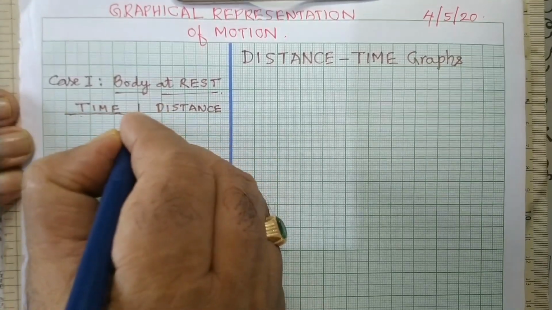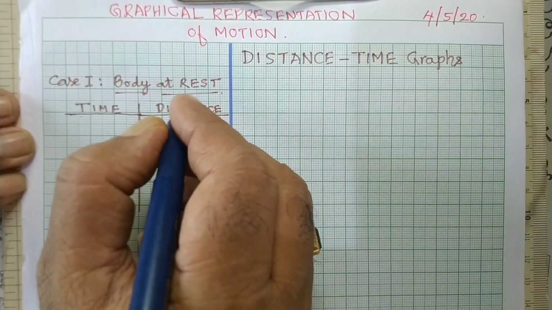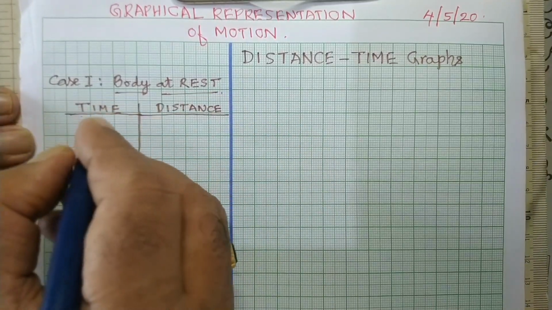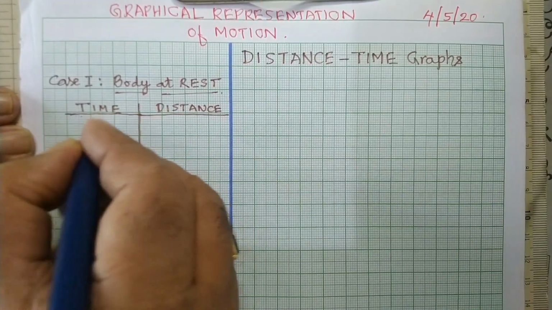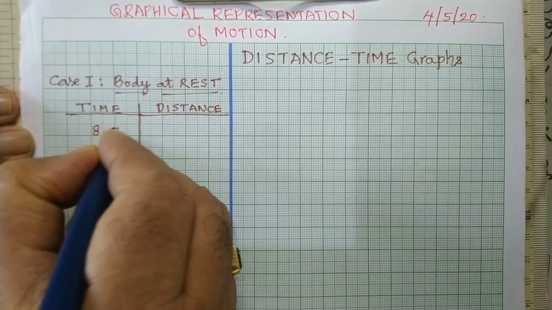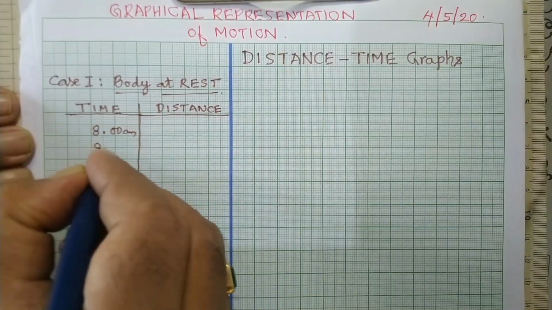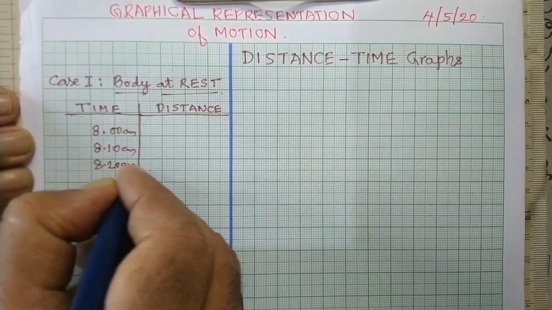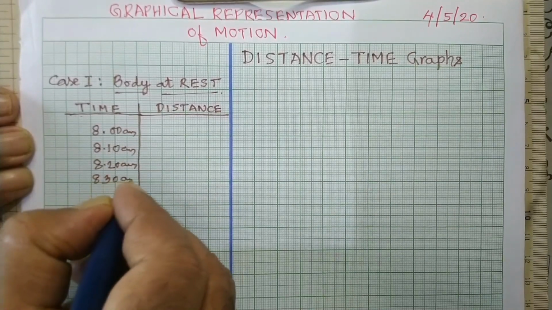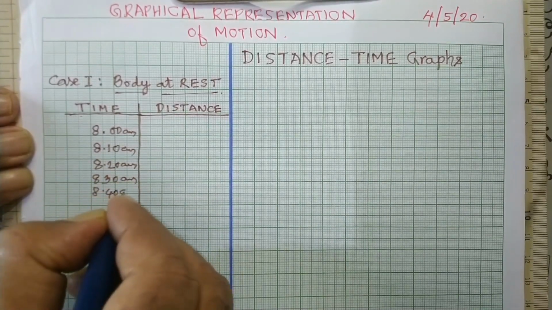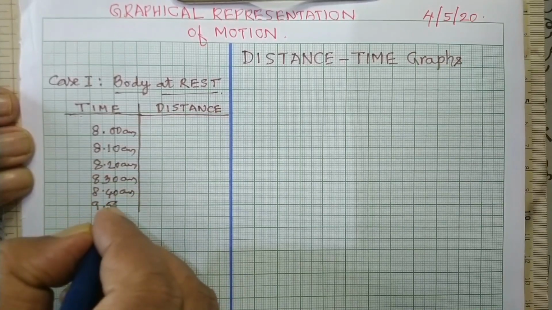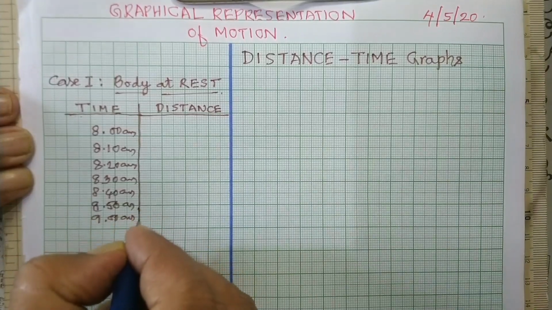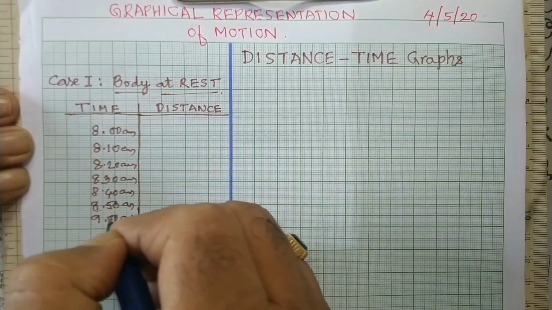Okay, like this. Now, just now I said that in this example which I have given, from 8 a.m. to 9 a.m. it was at rest. For the sake of understanding, I am splitting that 8 a.m. to 9 a.m. into different parts. For example, first 8 a.m., then 8:10 a.m., then 8:20 a.m., then 8:30 a.m., then 8:40 a.m., then 8:50 a.m., then 9 a.m. See, equal intervals I am taking for convenience here. 10, 20, 30, 40, 50, 60, that means 9 a.m.